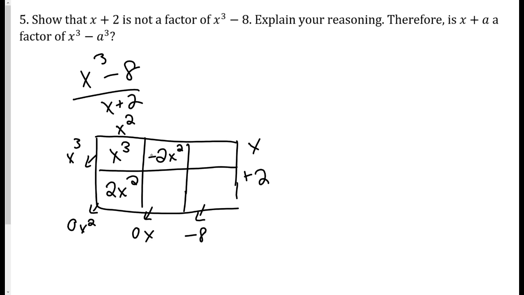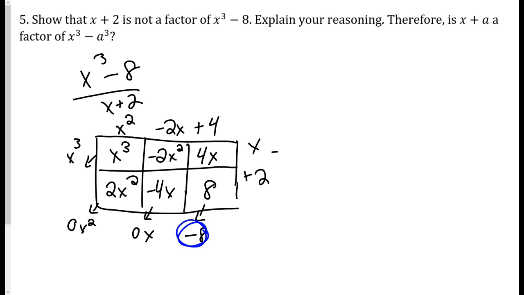What times x gives me negative 2x squared? Minus 2x. I get negative 4x. I want 0x and I have negative 4x, so I'm going to need to add 4x back in. Plus 4. 4 times 2 gives me 8. But I wanted to get out negative 8, so clearly something went wrong here.